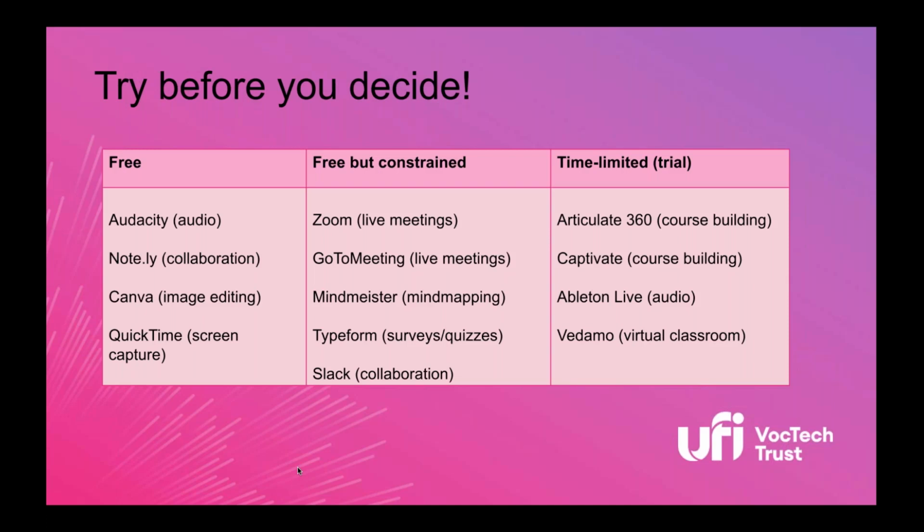And I've divided these into 3 types. Completely free trials, well, indefinite therefore, free but constrained, or in other words, there's something missing, and a time-limited trial. So if you wanted an audio tool to be used unlimited for an unlimited period, Audacity is yours. Notely is a free collaboration tool. Canva is a free image editing tool. And if you're on the Mac operating system, I'm currently using an Apple laptop here, I use QuickTime for screen capture.